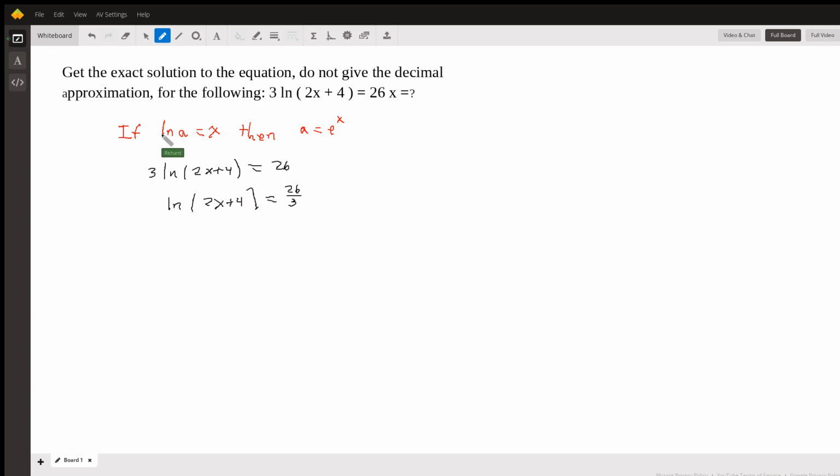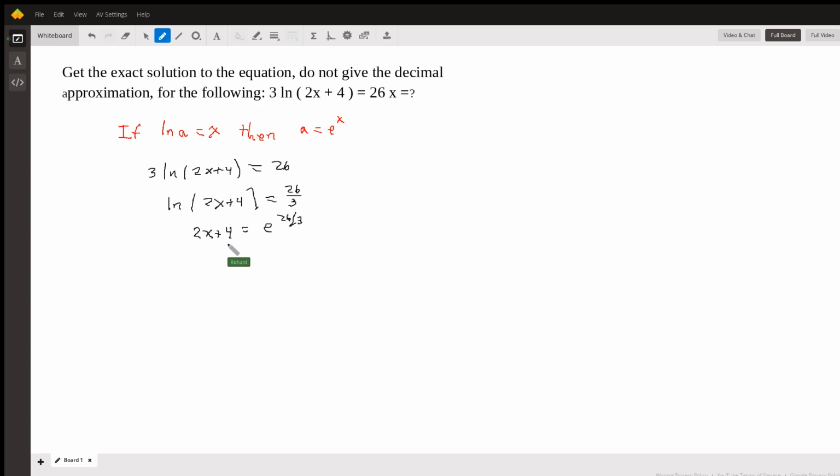And now we're going to use this rule here. So a in this situation is 2x plus 4. And so we're going to say that a, which is 2x plus 4, is equal to e raised to the 26 over 3. So normally I would just put this into my calculator, but the instruction says we're not supposed to do that. We're supposed to give the exact answer.